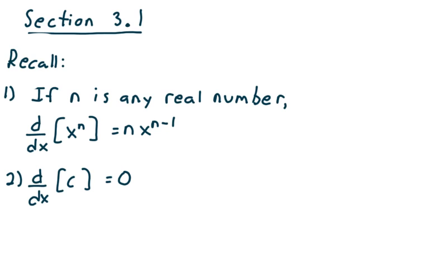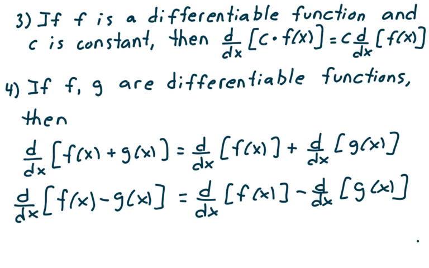Number 2, the derivative of a constant with respect to x, so c is constant, the derivative of that constant is equal to 0. Number 3, if f is a differentiable function and c is constant, then the derivative of c times f of x with respect to x is equal to c times the derivative of f of x with respect to x. So in other words, we can pull that c out in front and just take the derivative of f of x with respect to x.